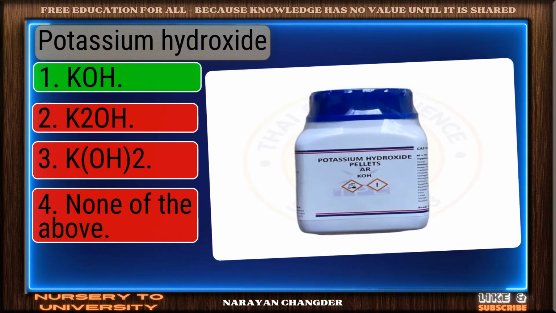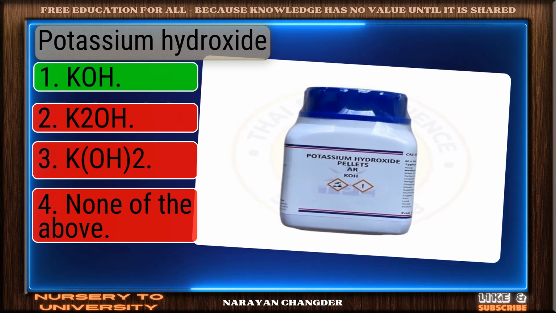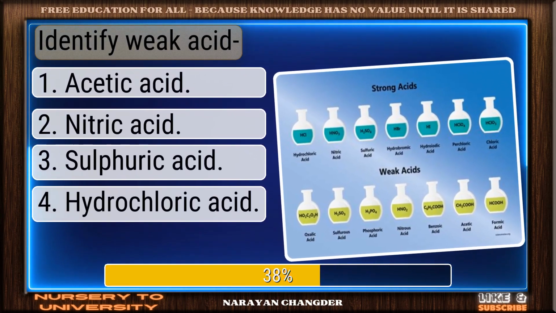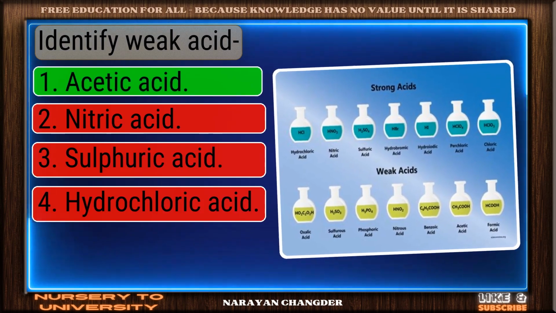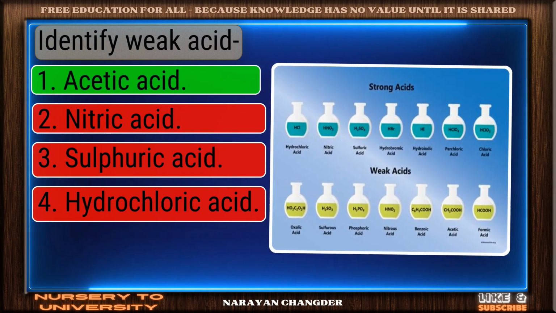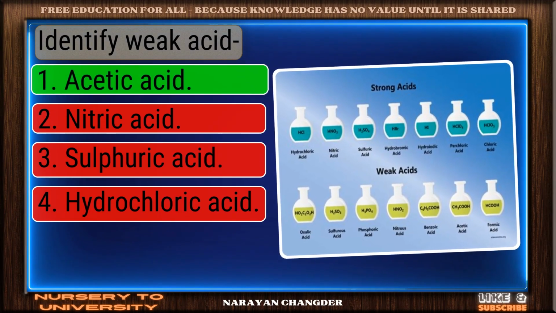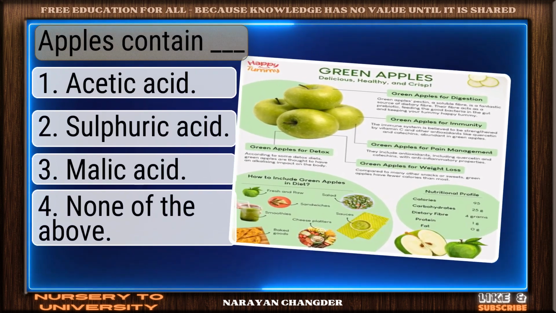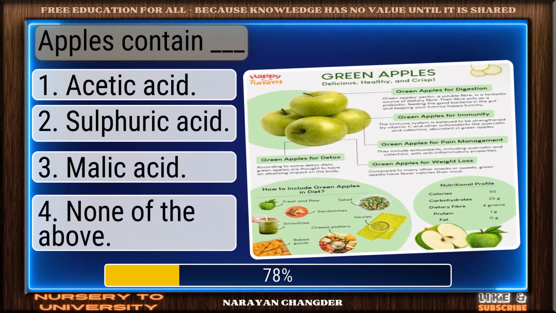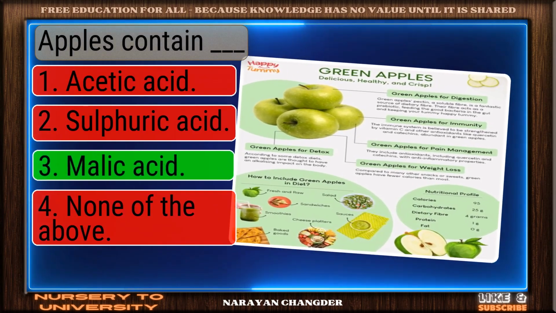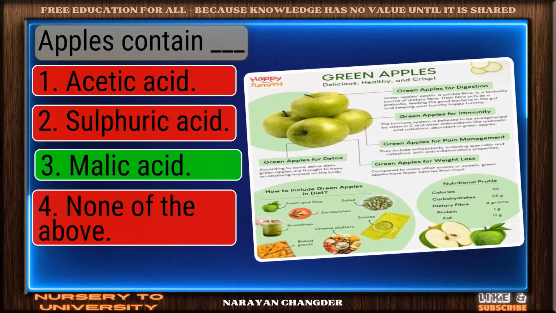You're right. KOH is the correct answer. Question number 252. Identify weak acid. Clear logic. Your choice acetic acid is sound and 100% true. Question number 253. Apples contain dash. Excellent choice. Malic acid is the right answer.